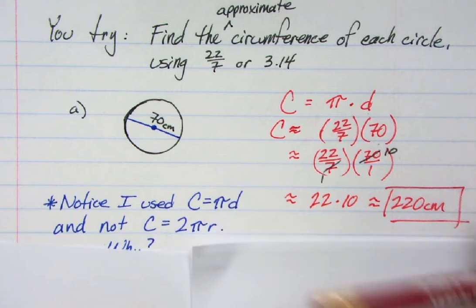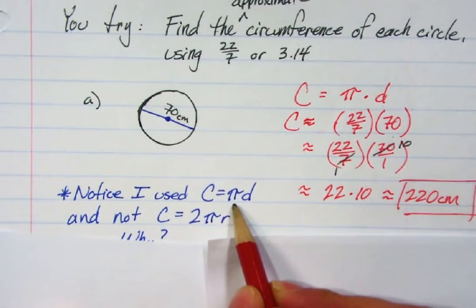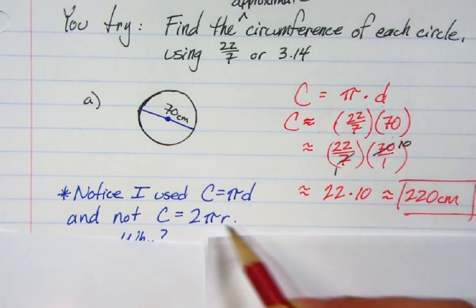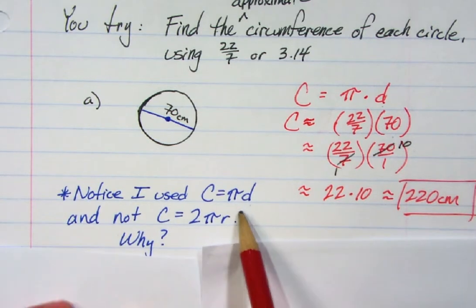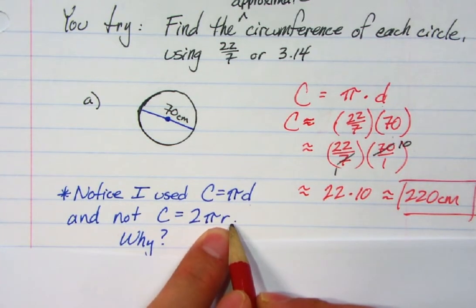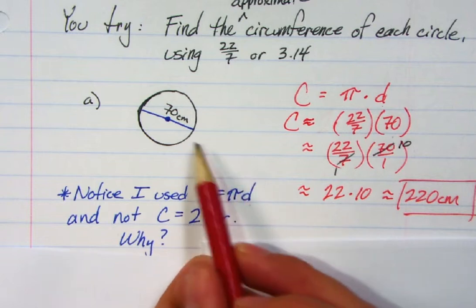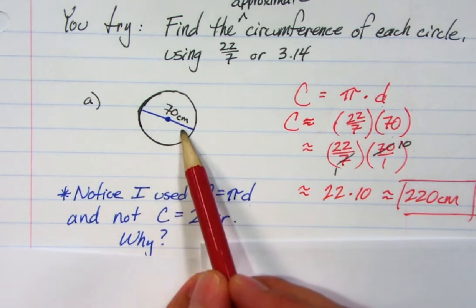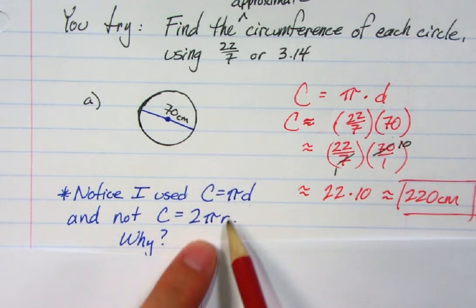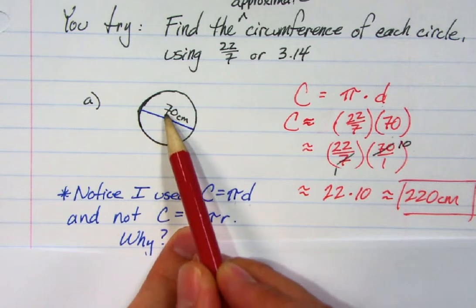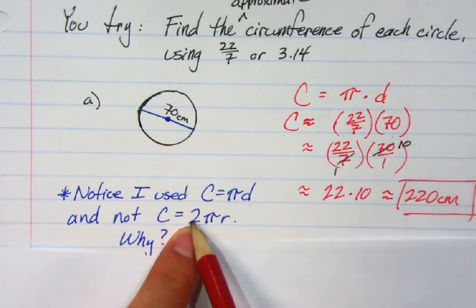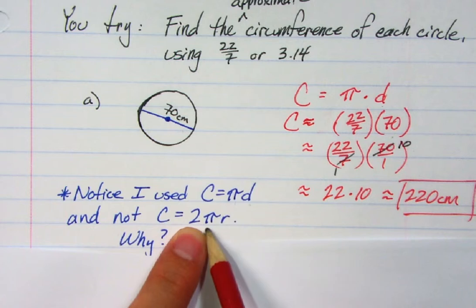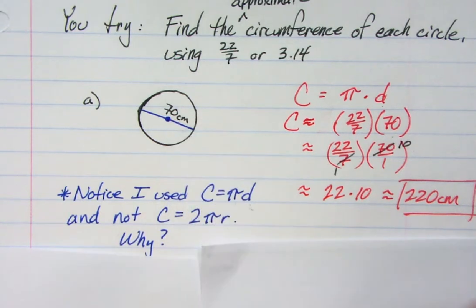Notice I used circumference equal to pi times diameter, not the other one. Why did I do that? Because I wasn't given a radius. I was given a diameter. So it'd make a lot more sense just to use the number I have there and times it by pi. If I did this one, I'd have to cut this in half, make it 35, then double it again to get 70. Why do all that? Just use that. It's already given to you.